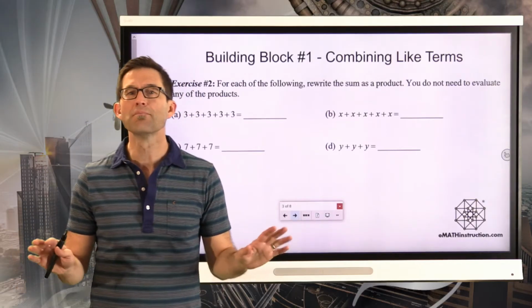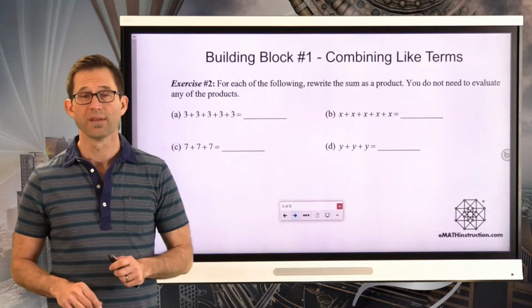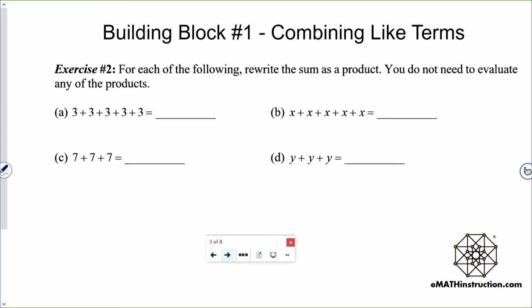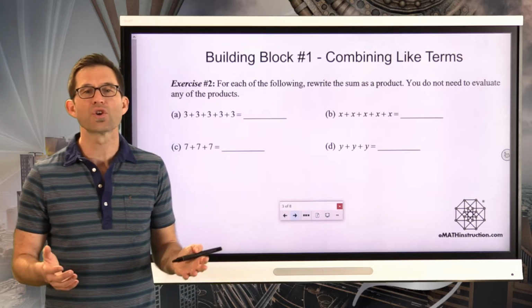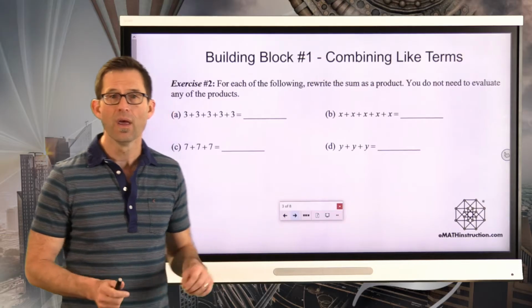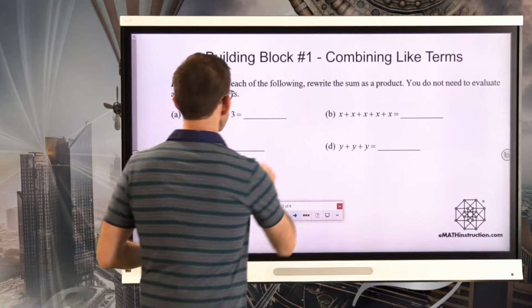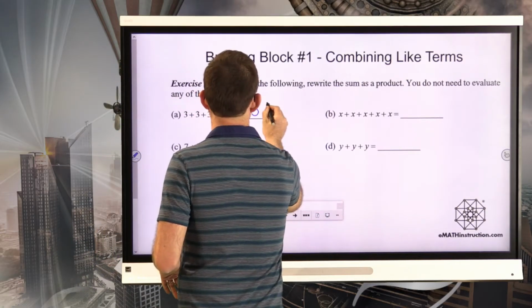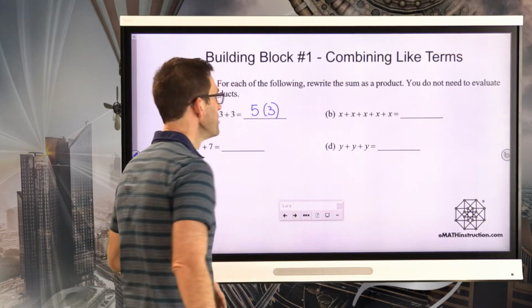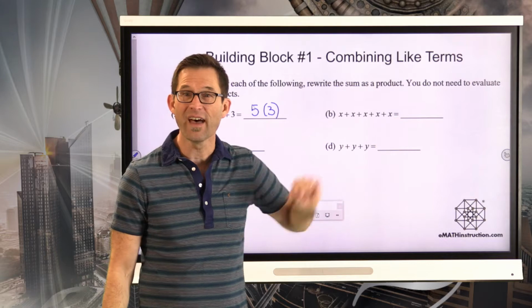Now, we got some basic building blocks when it comes to understanding combining like terms. The first one we'll see in exercise number 2. Let's take a look at it. For each of the following, rewrite the sum as a product. You do not need to evaluate any of the products. Now, this is just a reminder of what products are. Products are repeated addition. So if I have 3 plus 3 plus 3 plus 3 plus 3, that is simply the same as 5 times 3.